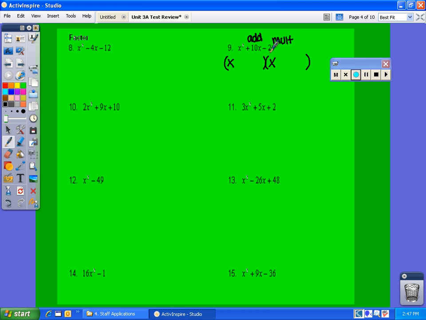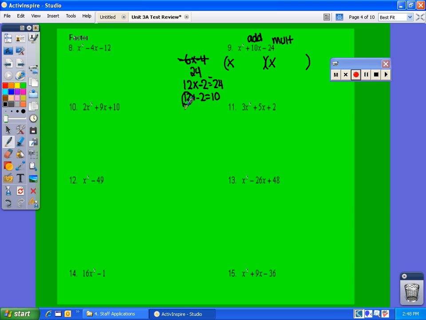So now I want to know what adds to be 10 and what multiplies to be negative 24. Well, most of you probably said negative 6 times negative 4. Well, that equals positive 24, not negative, so that doesn't work. What you should have used was 12 times 2, making the 2 negative, because 12 plus negative 2 is 10.